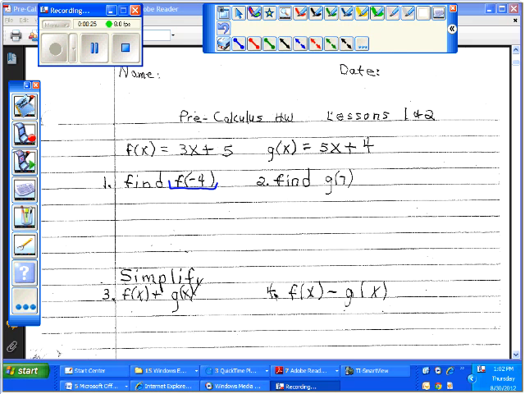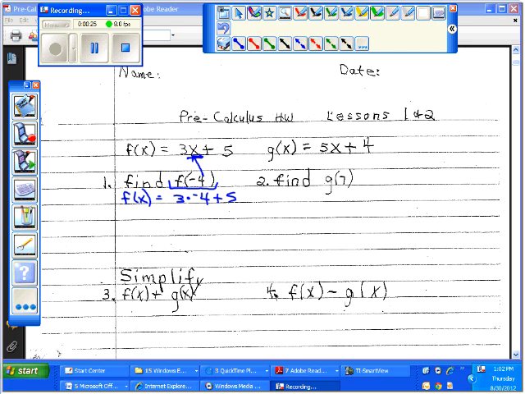Evaluate the function f for x is negative 4. In other words, evaluate the function at x equal negative 4, which means to do what? Plug in a negative 4 for x. So in the f function, we will find the value of the function at x equal negative 4 when we replace the x in the function with that negative 4 and then solve using the order of operations, right?